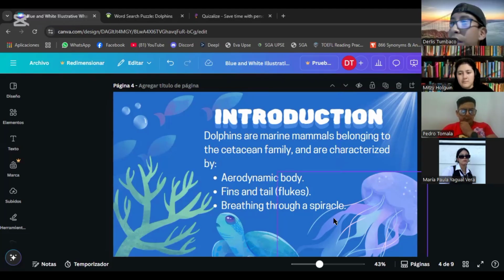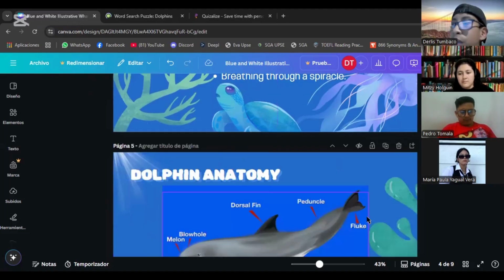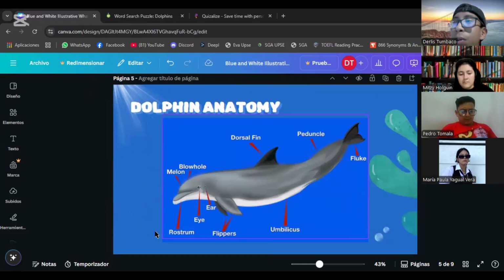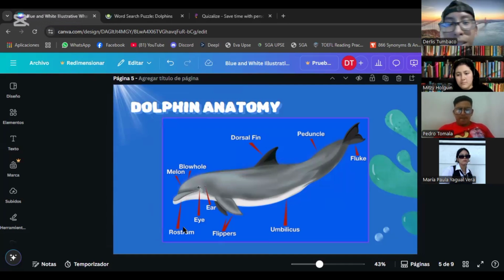The characteristics that are present in a dolphin are the aerodynamic body, fins and tail, or flukes in this case, and breathing through a spiracle. Now, let me show you the dolphin anatomy. Well, let's start with the rostrum. The rostrum is the long nose where the mouth is.